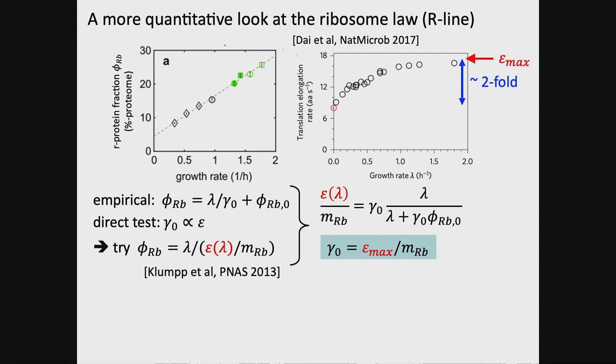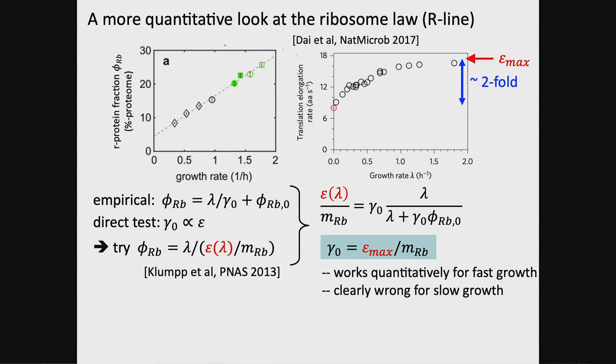And then from this, it's tempting to say that this is saturation, when growth rate is infinity, whatever it saturates to, we call this Emax, right? And then this suggests that we should interpret gamma, this inverse slope, as the maximum elongation rate. Okay? And if you plug in the numbers, they even look quite good. So we know what this number is, we know this slope, and they correspond to each other. I'll show you in a minute.